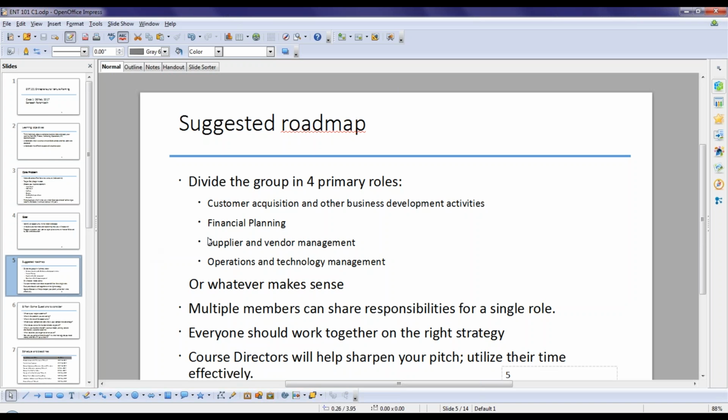These areas that we have listed down are customer acquisition and other business development activities. Then the second one is financial planning. Third is supplier and vendor management. Fourth is operations and technology management. Now these are high level 4 areas that we have listed down, which are more or less generic for any idea, any industry.